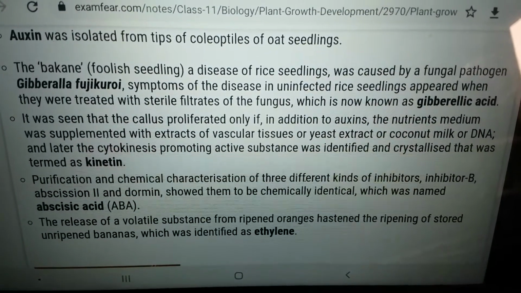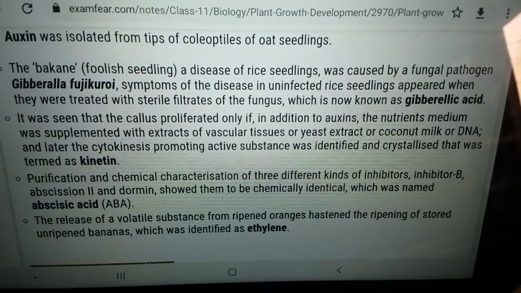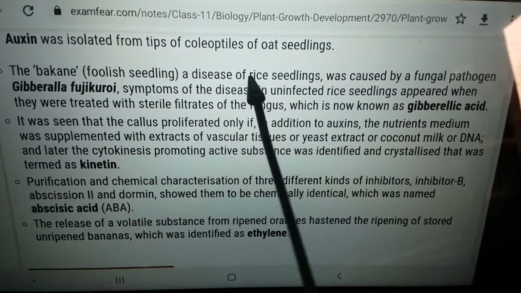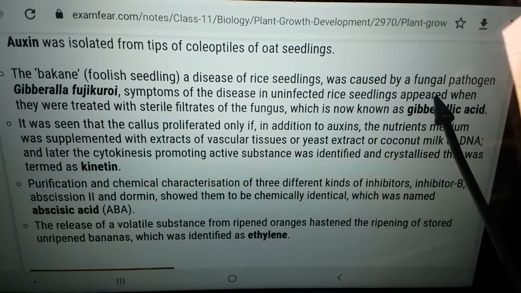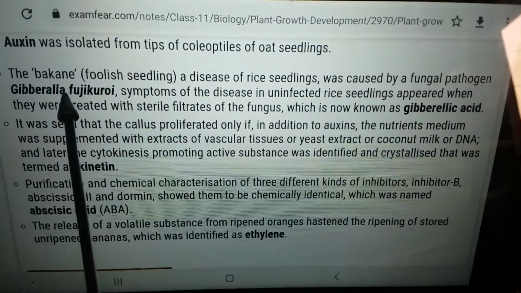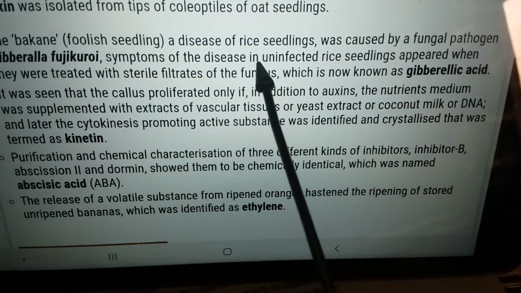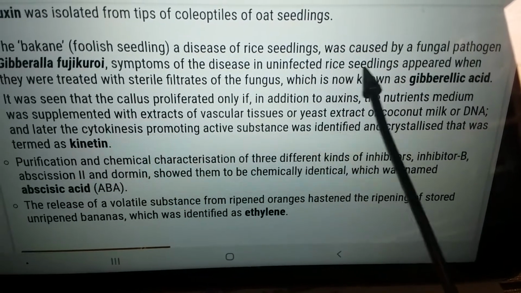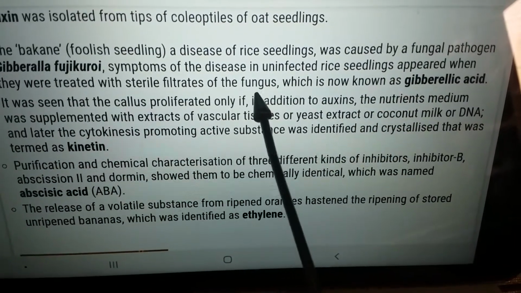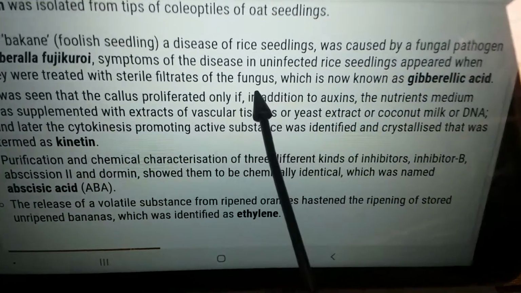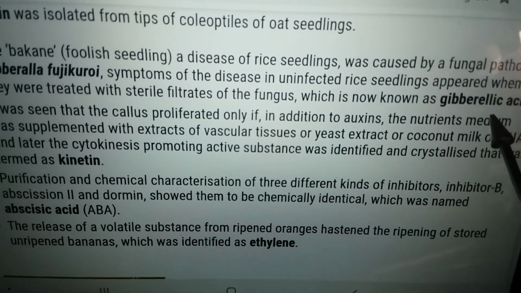Next, we talk about the bakanae or the foolish seedling disease. This is a disease of rice seedlings which is caused by a fungal pathogen, Gibberella fujikuroi, and the symptoms of that disease appeared in uninfected rice seedlings when they were treated with sterile filtrates of the fungus, and this sterile filtrate is called gibberellic acid.